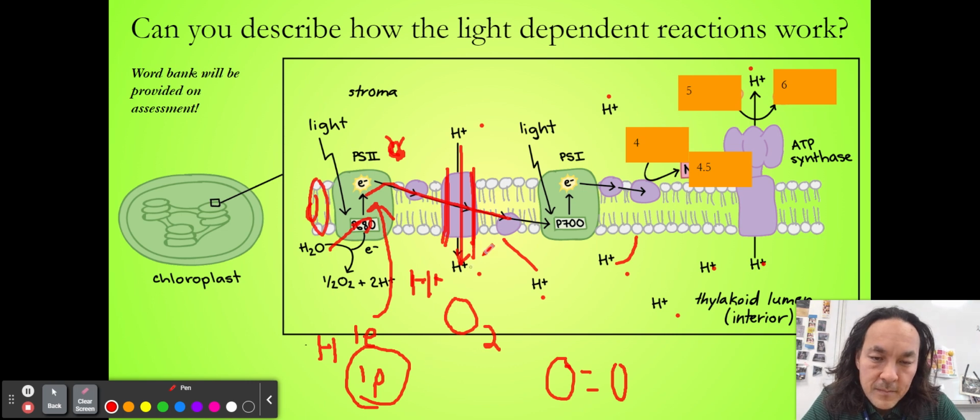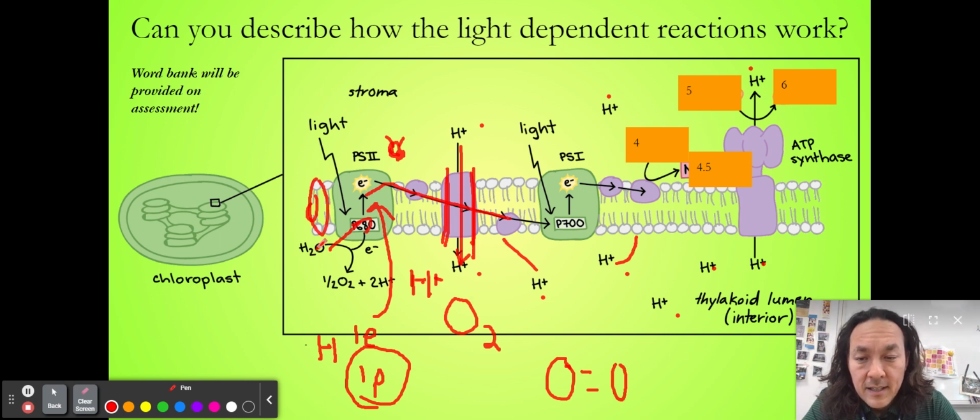So the electrons have now lost their energy. They're at photosystem 1. What did they do here? They did 2 things. They pumped H pluses into the thylakoid space, and to be replaced, water was split in a process called photolysis, which gave us H pluses and oxygen.